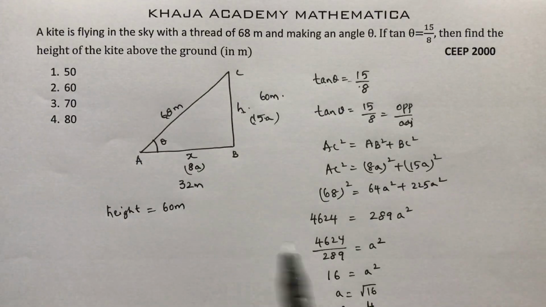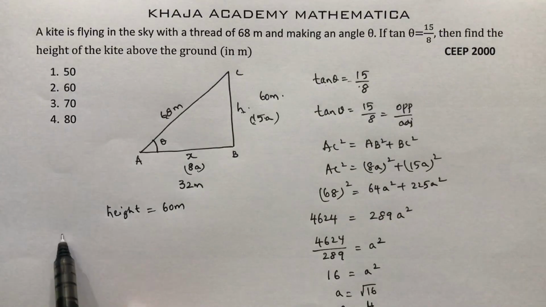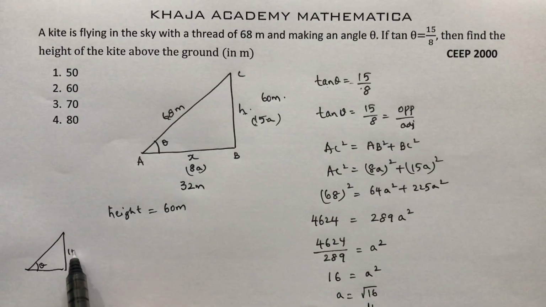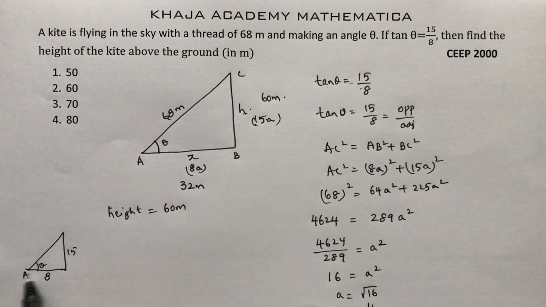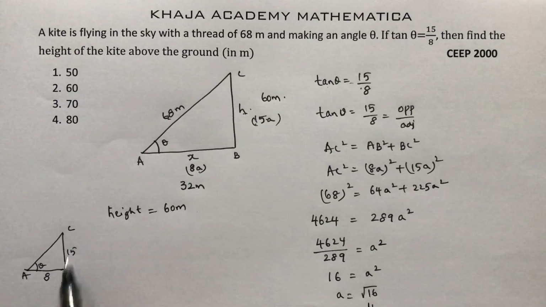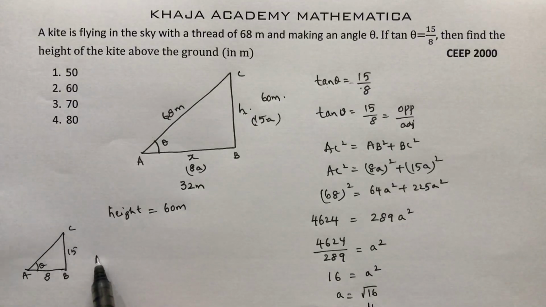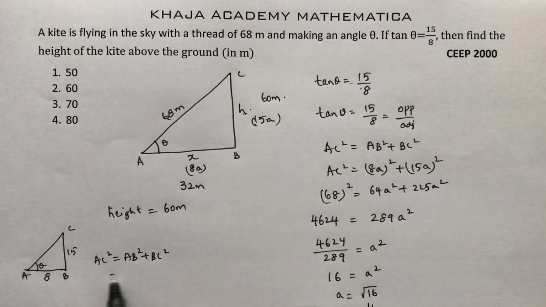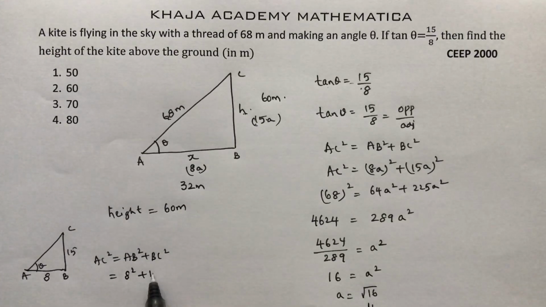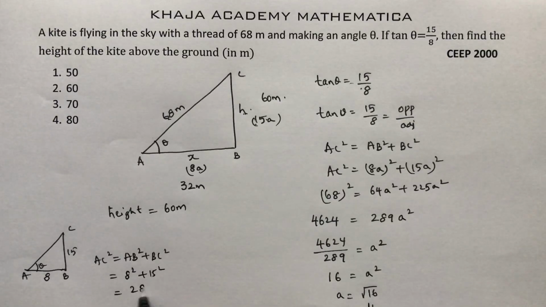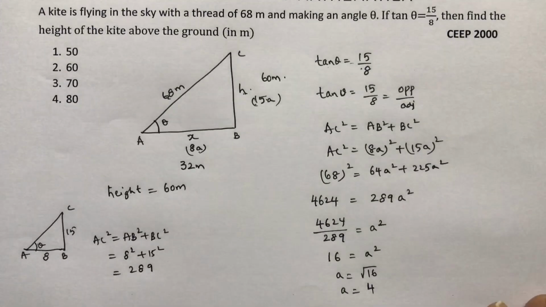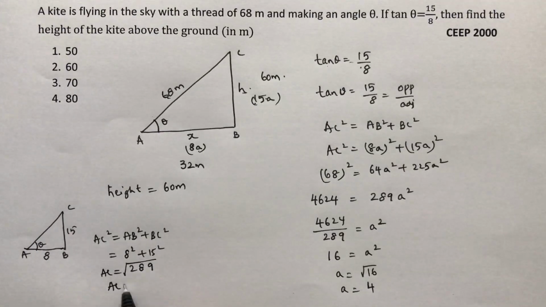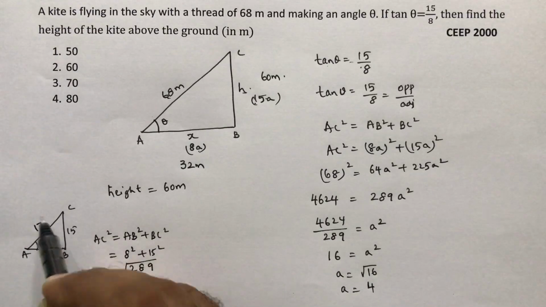Or otherwise, directly you can take a normal triangle with theta, where this is 15 and this is 8. So A, B, C. Apply Pythagoras theorem normally. AC square equals AB square plus BC square. So 8 square plus 15 square is 289. So AC is root 289, which is 17.